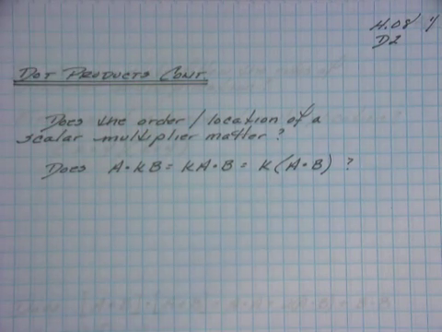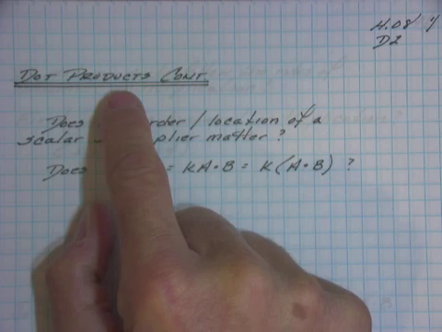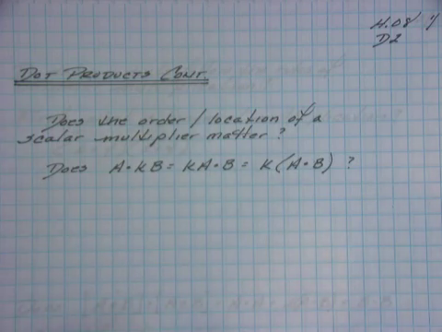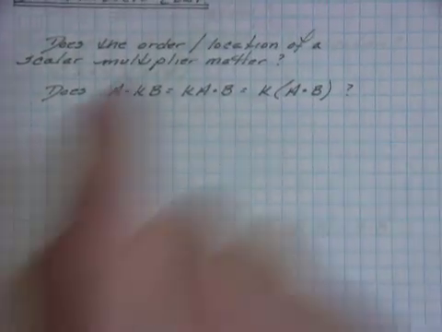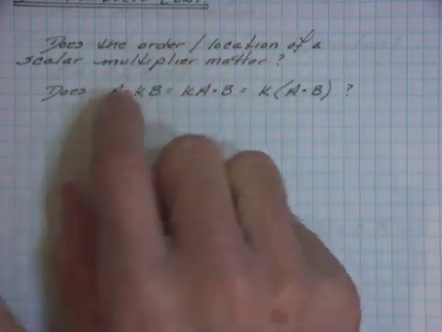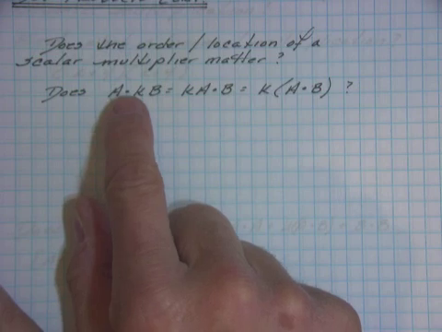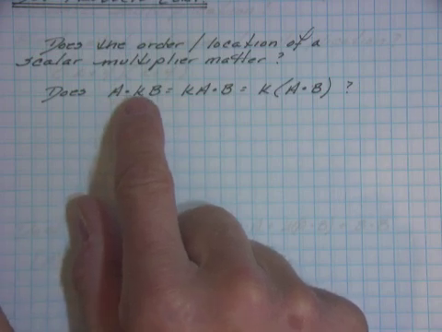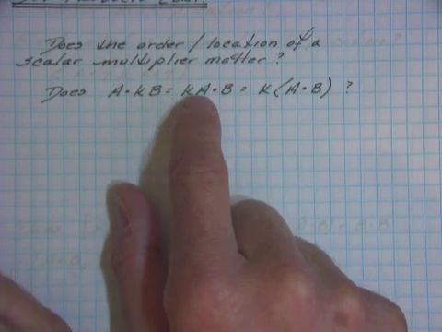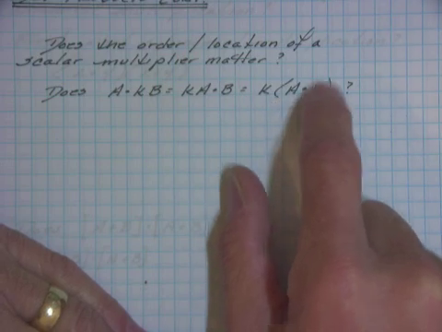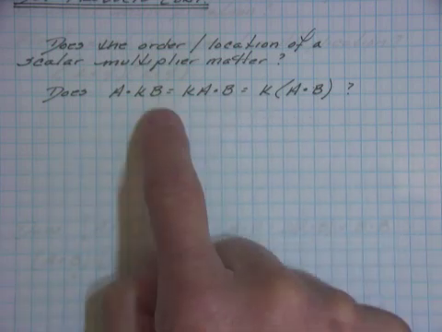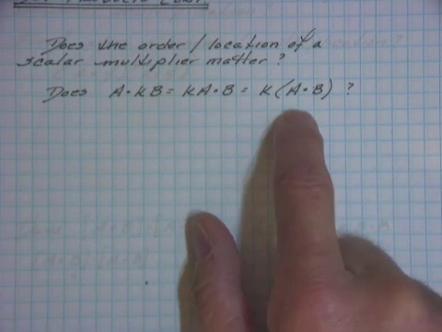Okay guys, we're back at it and we're going to continue with our discussion of dot products. So we're still in lesson 8.08, but this is day 2. Now, what we're considering today is, does the order or location of a scalar multiplier matter? So what we're asking is, if I have matrix A and I do a dot product with a scalar multiplier k times B, is that the same thing as if I put the scalar multiplier k with the A first? Or could I do A dot B and then apply the scalar multiplier? So we want to see, does the order or location of that scalar multiplier matter?